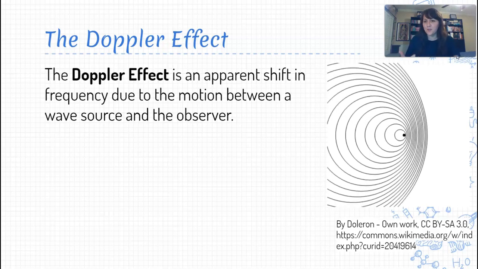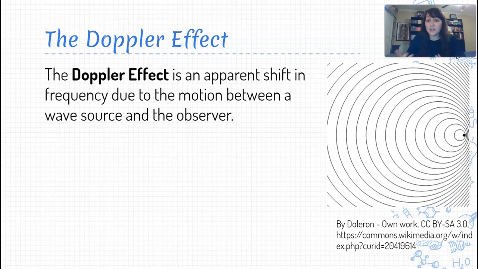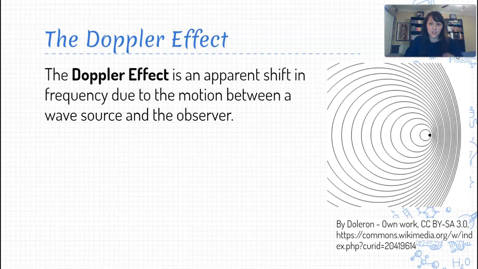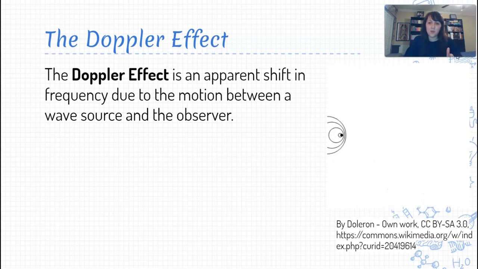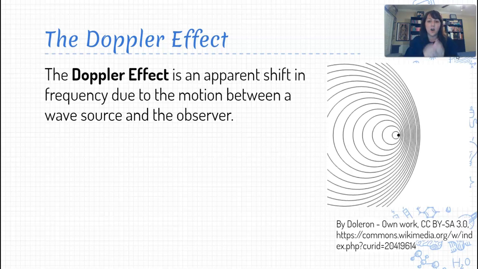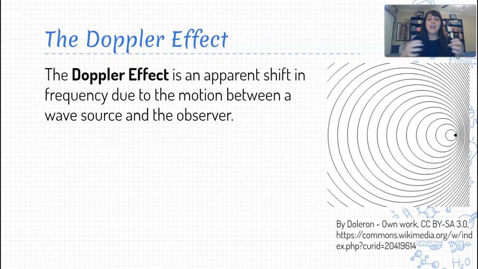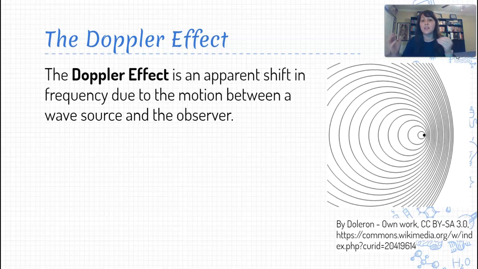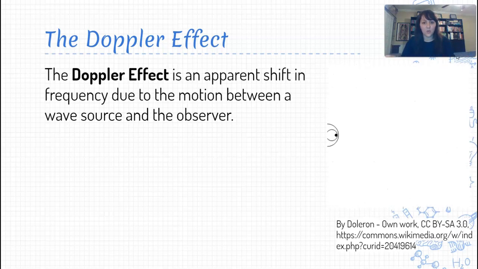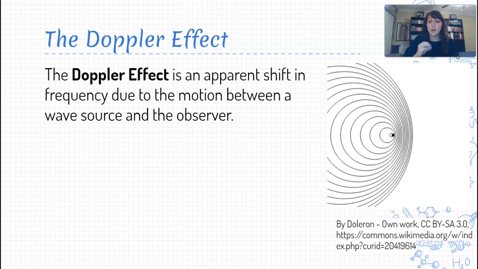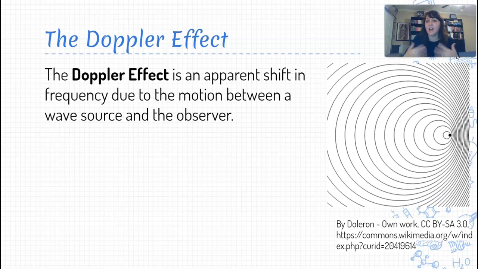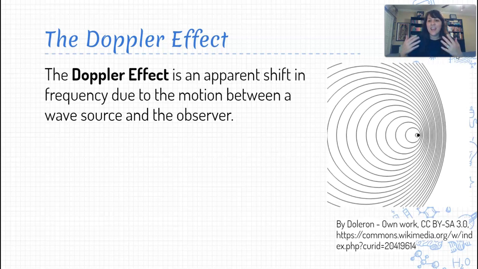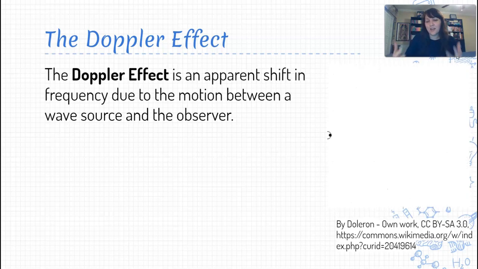The video should have explained for you the essence of the Doppler effect, which is an apparent shift in the frequency of the waves that an object is producing if it is moving relative to the person who is observing those waves. Now, I say apparent because there's not an actual shift in the frequency of the waves being produced. It just appears that way.